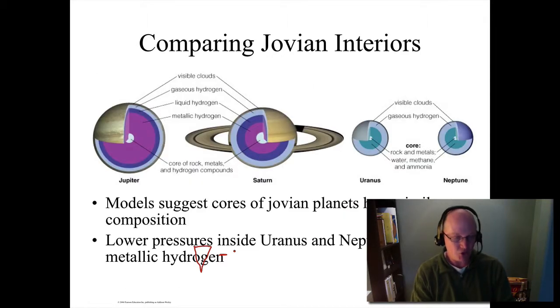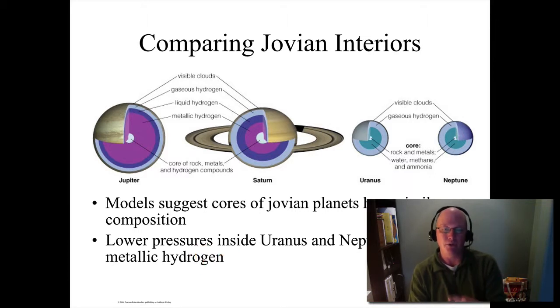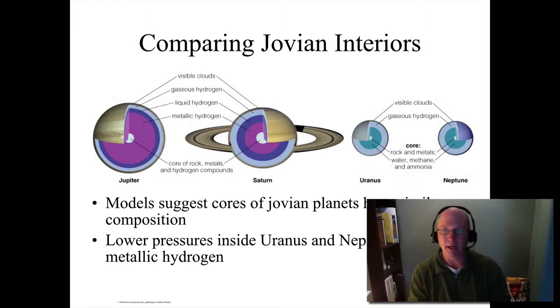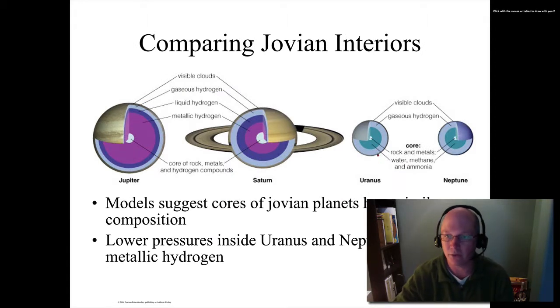Okay, so that's Jupiter, and that's generally what happens for Saturn as well. We think that Saturn and Jupiter have similar interior compositions, but Uranus and Neptune have a slightly different property because they don't have the high pressure and temperature, so we don't think you ever get to the metallic hydrogen in those planets.